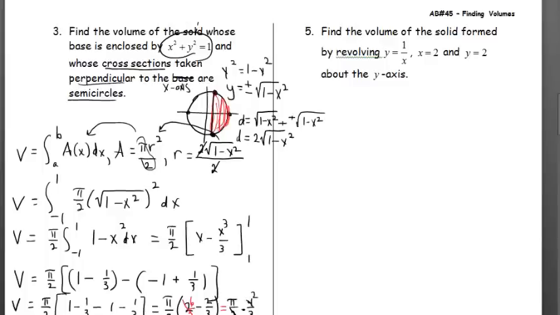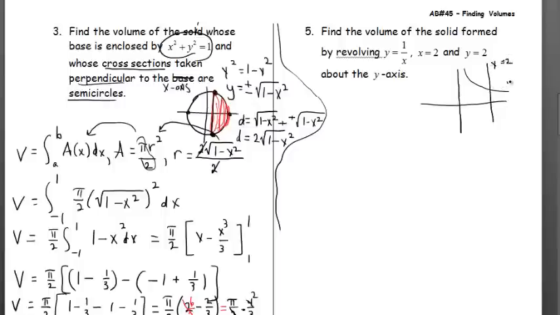All right, problem 5. Find the volume of the solid formed by revolving y equals 1 over x, this region about the y-axis. So we've got a little change in gears here. I'm going to sketch y equals 1 over x, the reciprocal. I noticed that x equals 2 is going to be over here. And this is the reciprocal 1 over x.